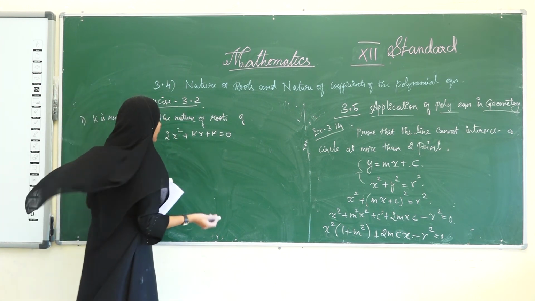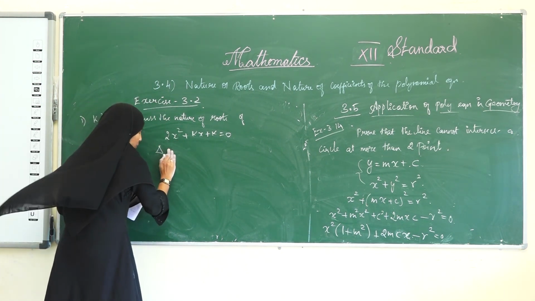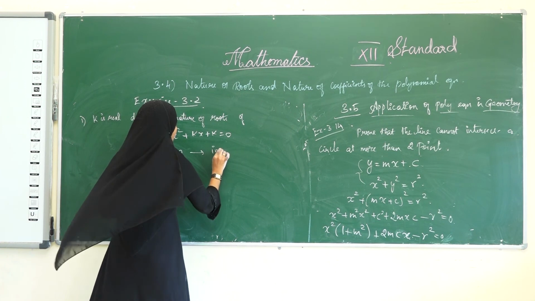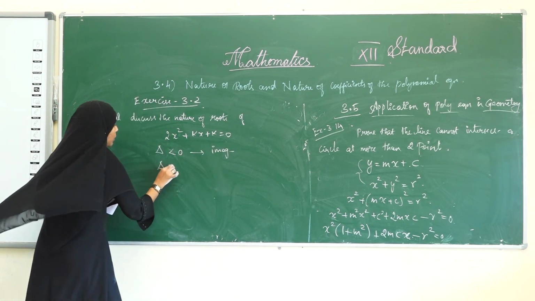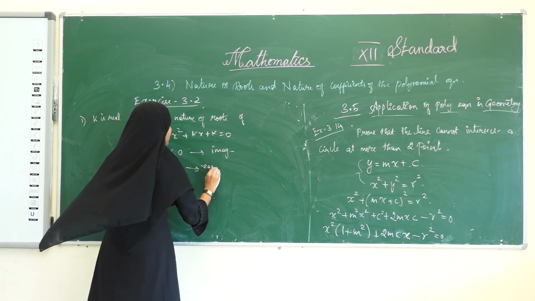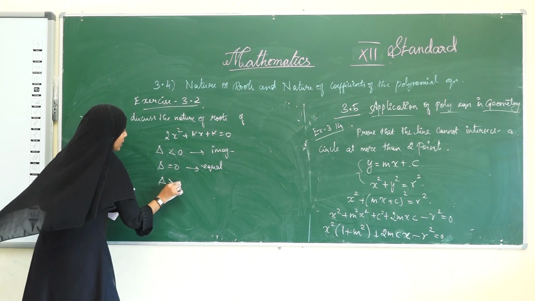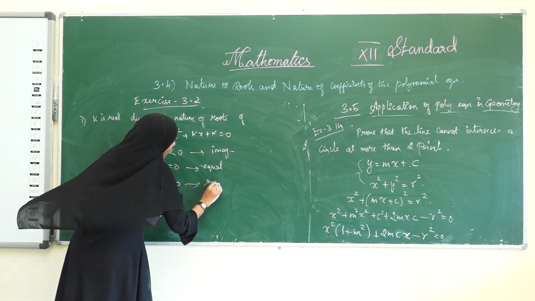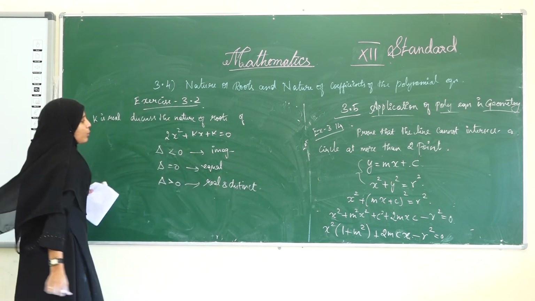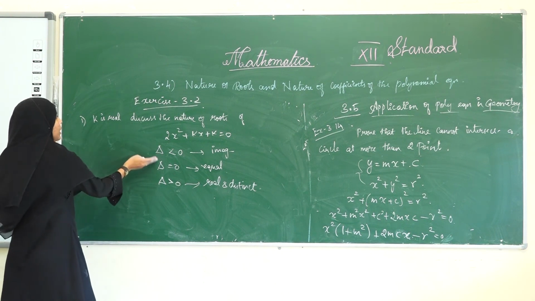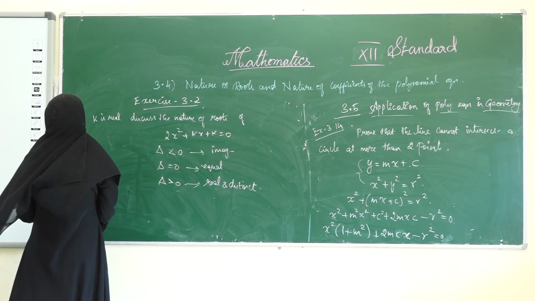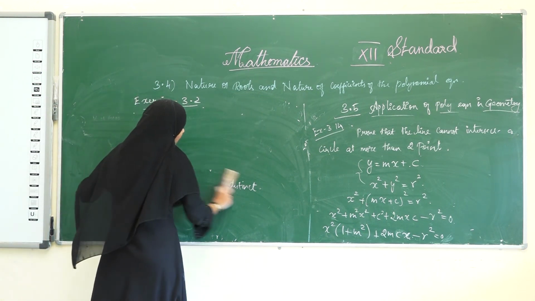To discuss the nature of the roots, what will we do? We will find del, right? After finding del, suppose the value of del is less than 0, the roots will be imaginary. If del is equal to 0, the roots will be equal. Suppose the value of del is greater than 0, that is positive, the roots are real and distinct. In this type, you have to find the del value, and in terms of k, you have to discuss the nature of the roots like this. And the second, third and fourth questions are the same type of question.